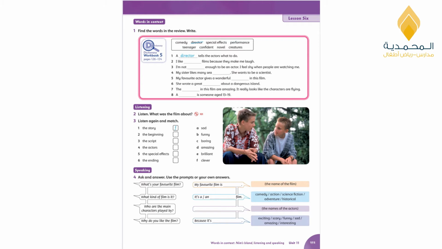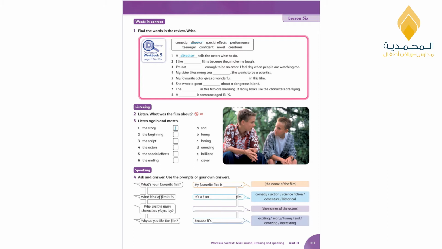What is the meaning of novel? Yes, it is a long story that is written by the novelist. Excellent. And finally, what is the meaning of creatures? Yes, being living, either animals or humans or something that is created. Excellent. Let us answer the question.